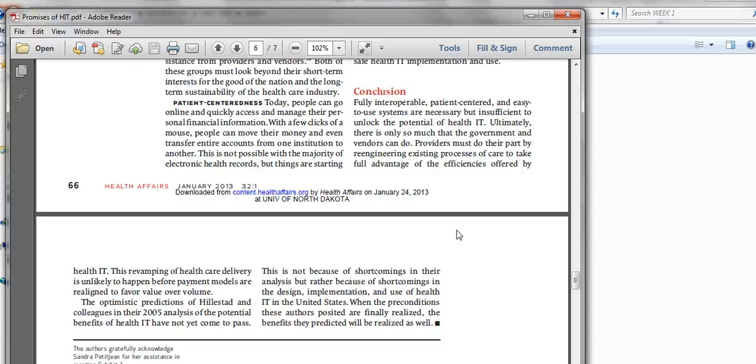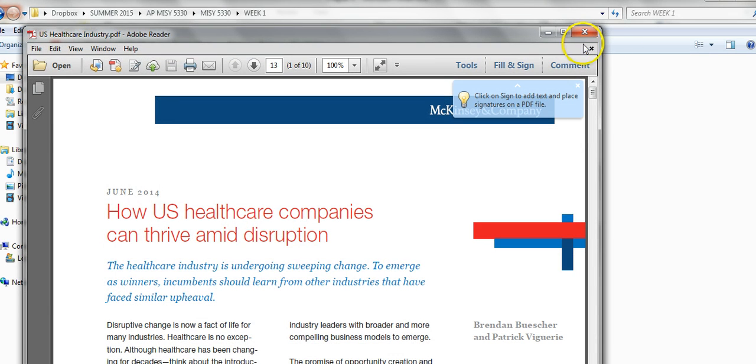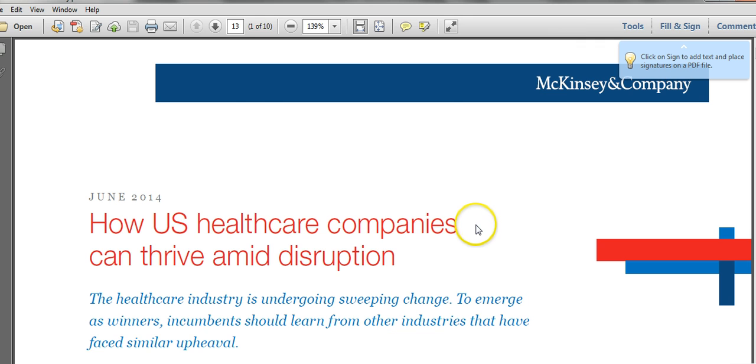It becomes an impediment for their work, and 2 months later, doctors stop using it. Then you have this article, U.S. healthcare industry. This was something that I would like you to read. This is a McKinsey report, very well written, very short. It talks about the general environment of healthcare.